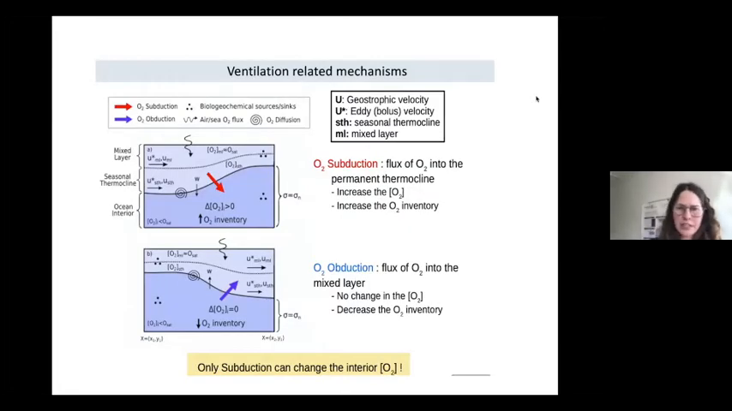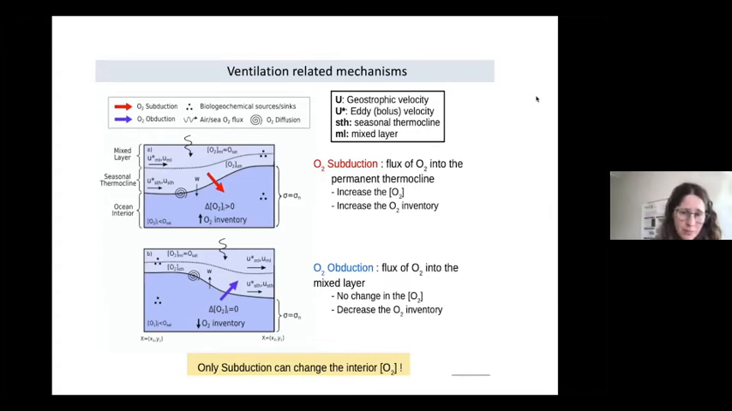So, some ventilation-related mechanisms for the vertical profiles. I would like to mention two main mechanisms. One is called oxygen subduction, and it's basically when the flux of oxygen from the upper surface waters flows into the permanent thermocline, which triggers an increase of oxygen concentration in the ocean interior. And this we would also say increases the oxygen inventory.